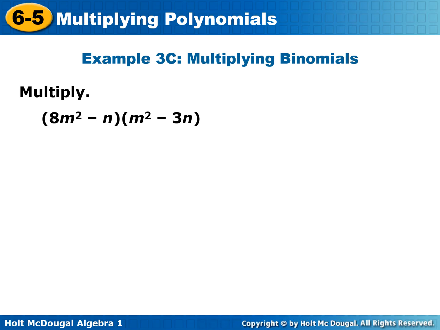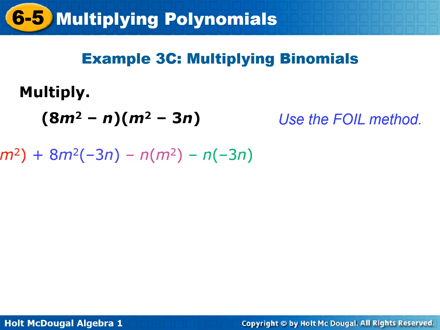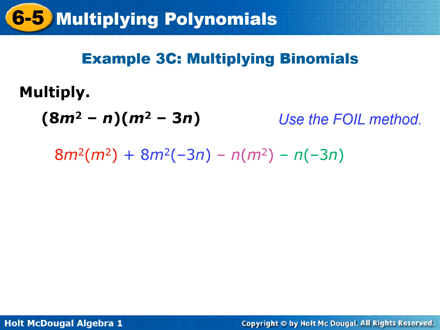Alright, so let's have here our last example. The quantity of 8m squared minus n times the quantity of m squared minus 3n. And again, in this case, we are going to apply FOIL method. But let me just remind you, whatever method you think is more convenient for you, you can just go for it. So again, we multiply the two first terms of each binomial, and that's 8m squared times m squared. And then we also multiply the outer terms.